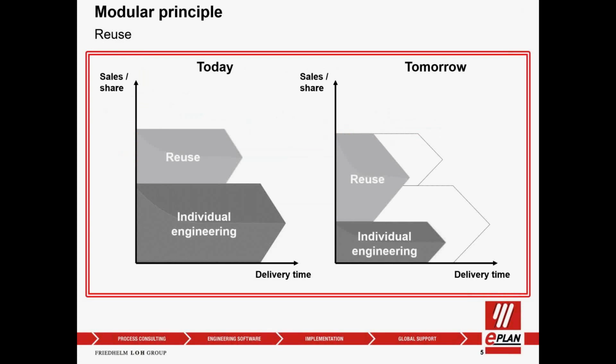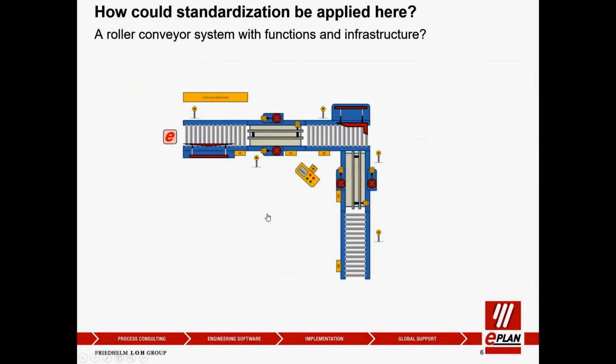So the market is already reusing as much as possible today by copying old projects and post-modifying the old data. So what this means is that we are copying old data and just modifying a few things, right? As you can see today, we're reusing some functions, and we have a lot of individual engineering because there's a lot of manual tasks that come along with all of this. And tomorrow, we're going to try to reuse more information, but have less engineering that comes along with it. And this, as you can see from the chart, is going to make things a lot quicker and smoother. So how could standardization be applied here?